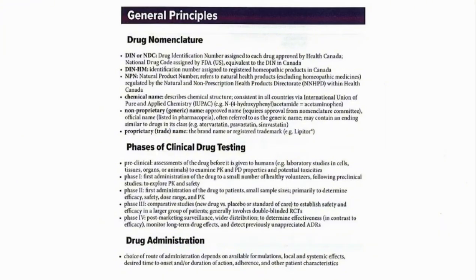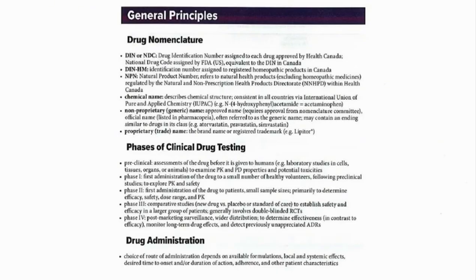Now, let's start with drug nomenclature. Before a medication reaches the patient, it is assigned several different names and identification numbers, each serving a unique purpose. First, let's discuss the Drug Identification Number, or DIN. In Canada, every medication approved by Health Canada is assigned a unique Drug Identification Number, or DIN. This number confirms that the drug has been evaluated for its safety, efficacy, and quality.